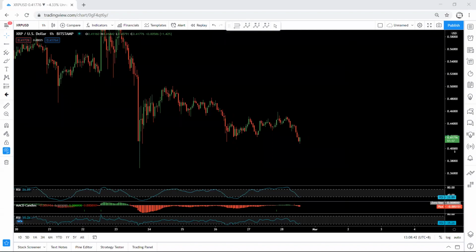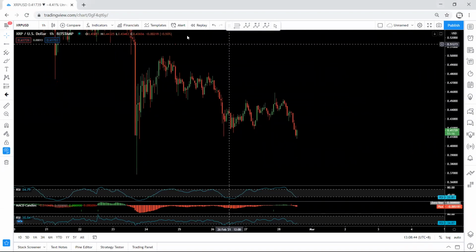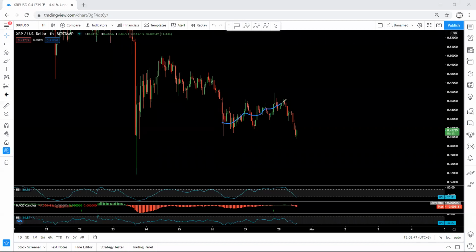XRP, we start with the 1 hour chart. If we refer to our analysis when the price was within this move, I mentioned this one is really corrective. We can expect one move down, and as we can see, the price dropped and almost broke this low. If we put this one here, all right.